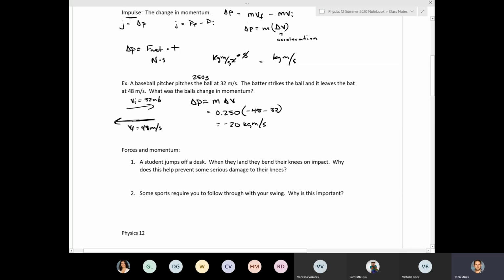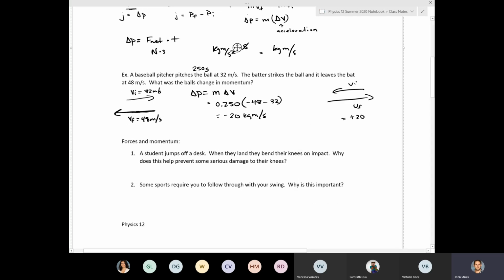Here I get negative, because I'm assuming that the ball is going to the right first. Had I said this is the VI and this is the VF, my answer would come out as positive 20. It just depends on how you define your direction. It doesn't really make a difference.